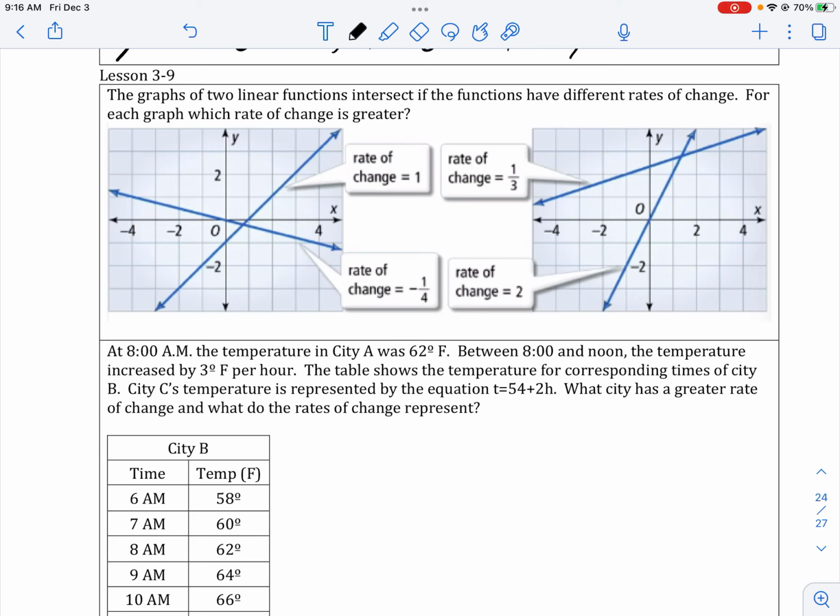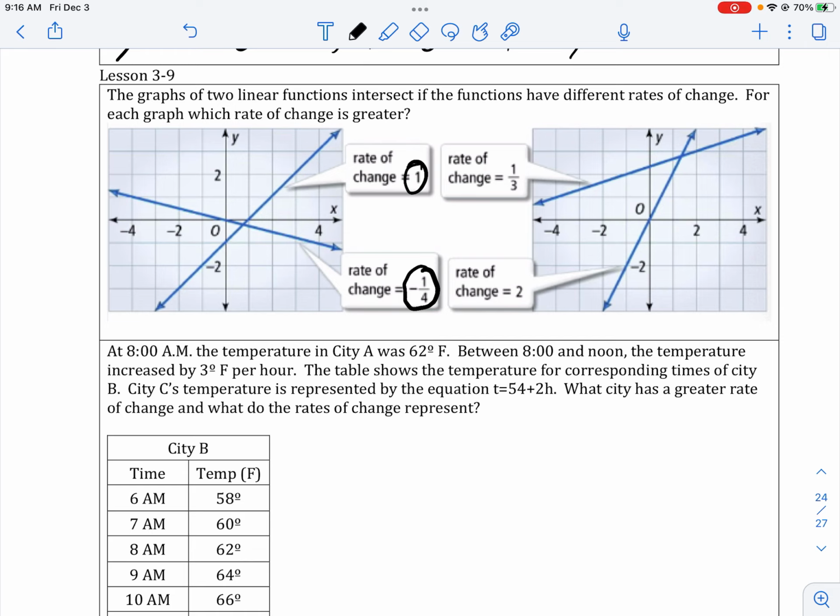So in this section, we are going to be asked to compare slopes. So the first graph here on the left, I'm going to talk about that. I have a rate of change that is 1. The slope is 1. The other rate of change is -1/4, sorry.